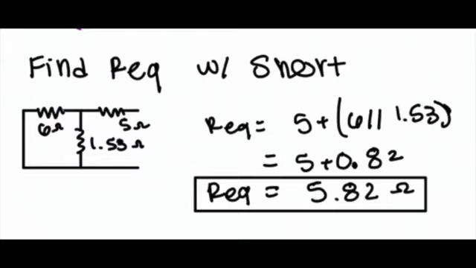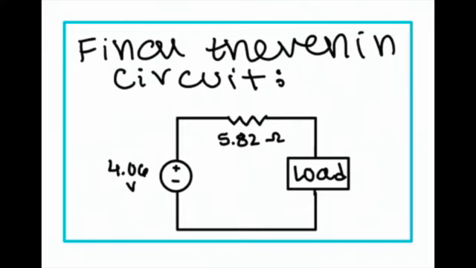Next, to calculate REQ, we will have to short the voltage source and combine all the resistors. It can be seen that the 6 ohm and 1.53 ohm resistors are in parallel, and when combined, they become in series with the 5 ohm resistor. The final REQ value will be 5.82 ohms, and it will be the same REQ value used in the Norton equivalent circuit calculation. Finally, you combine the VOC in series with the REQ and connect it back to the load. Congratulations! You've found the final Thevenin circuit.